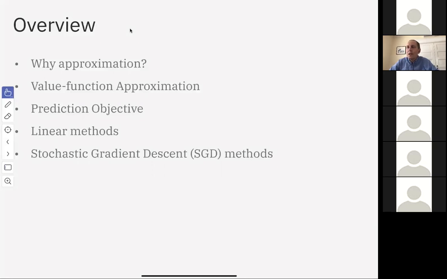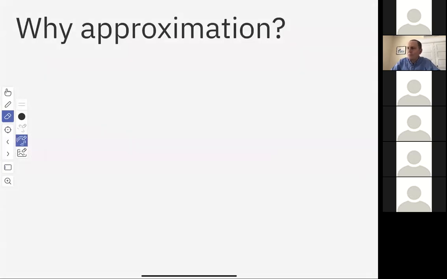So we're going to look at what we're going to use to try and judge whether we have good or bad results as far as our approximation function. We're going to start with linear methods, although we will eventually go to some other types of methods for approximation. And we're going to be looking, starting today, at stochastic gradient descent. So why approximation?